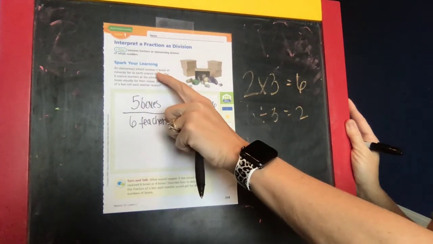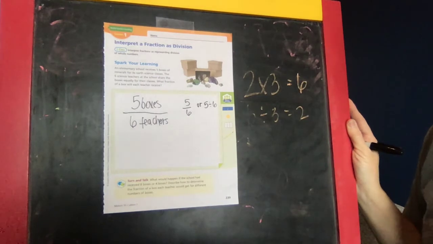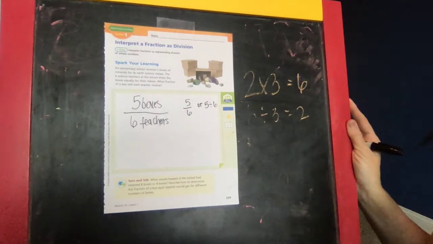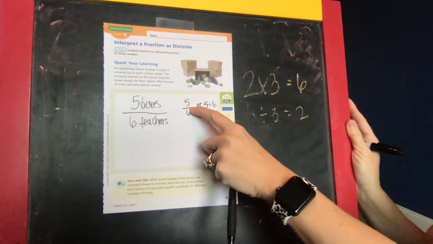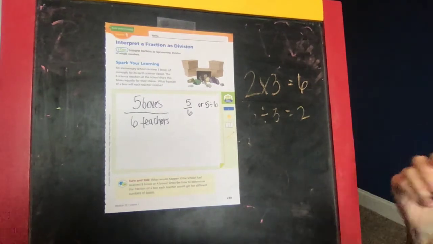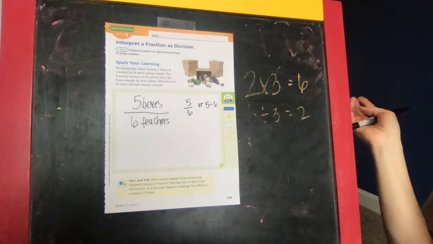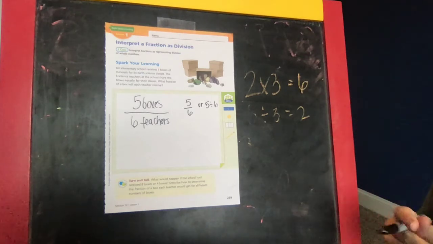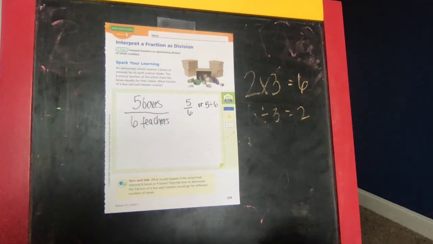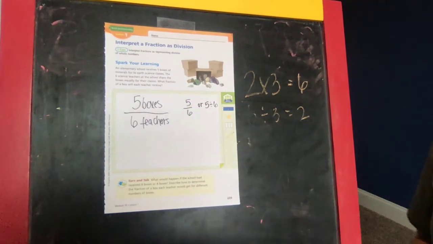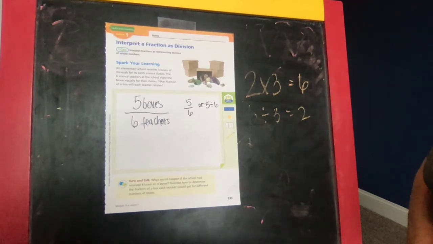So if you get 5 boxes and 6 teachers share them, your 5 boxes are divided among your 6 teachers. So this is a very easy way to divide when you're using whole numbers, just like any other time we've been dividing, except these are a lot smaller numbers. So each teacher is going to get 5/6 of a box.